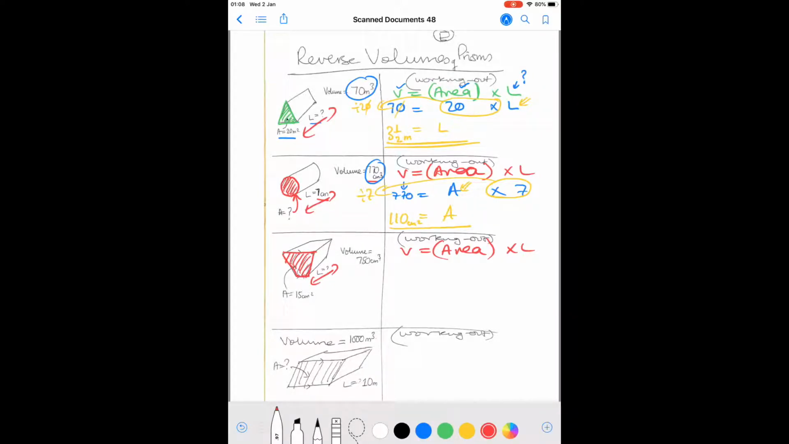So let's have a look. What do we have now? We know the volume again. The volume is 750. Put that in. The area we know is 15. But we don't know the length. Leave that as length. Lovely.